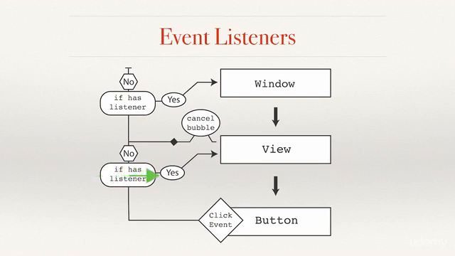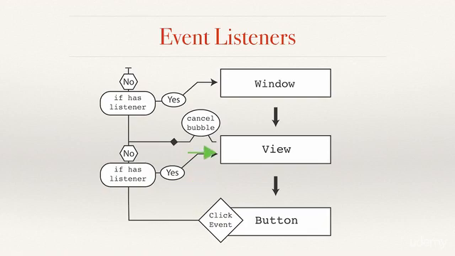If it does, then go to that view's click event listener and handle it. Otherwise, check to see if that view's parent has an event listener. If this view doesn't have an event listener but the parent view or the window does, it will go from the button click event, say no, and then check whether the parent has an event listener. If it does, it will be handled by that event listener. If it doesn't, then the only event listener that was used would be this button's click event and nothing else.